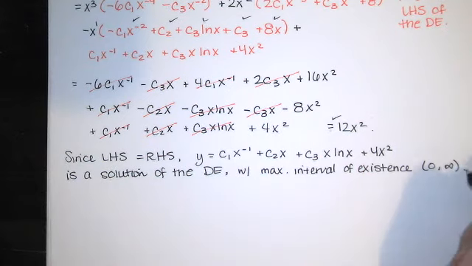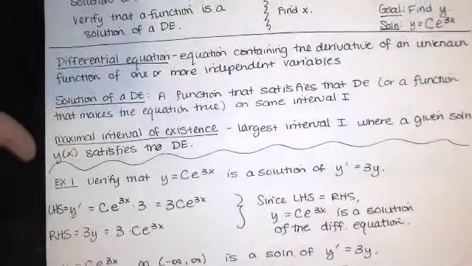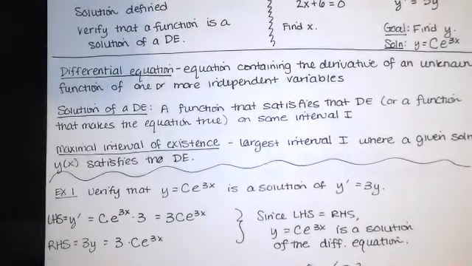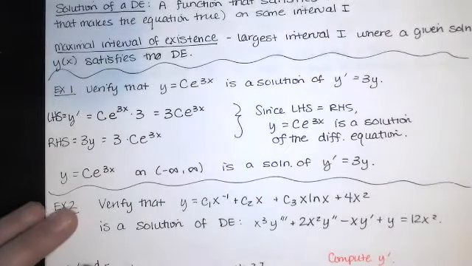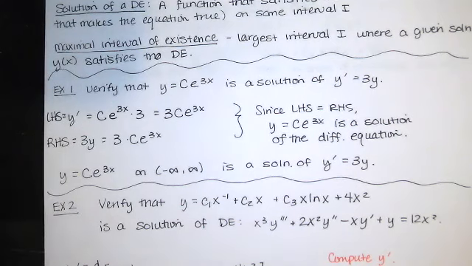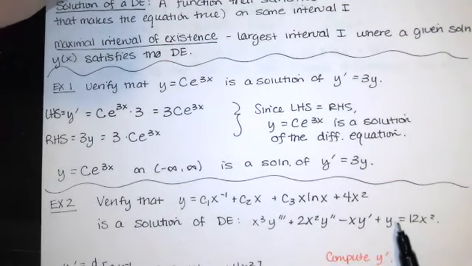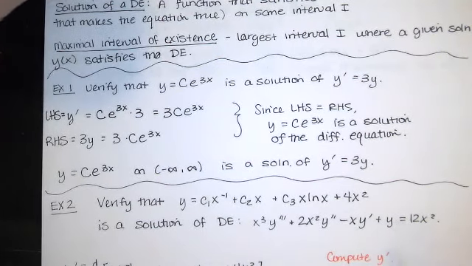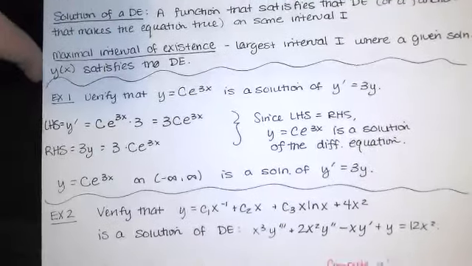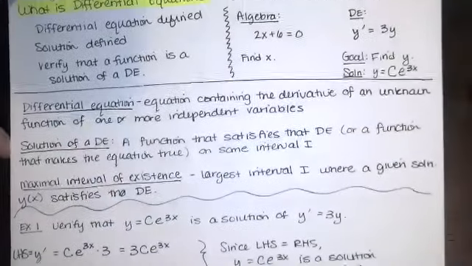Okay, so that is how we determine, or how we show that a function satisfies a differential equation. It's actually pretty simple. All you do is take the necessary derivatives, substitute into the left-hand side. If you can show that the left-hand side equals the right-hand side, you have verified that the function satisfies the differential equation.